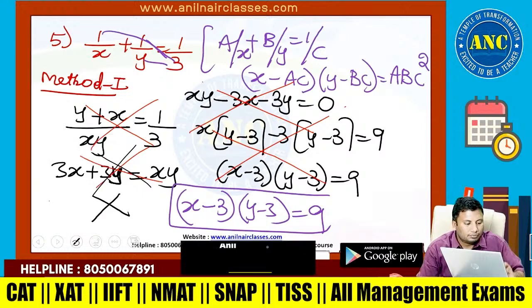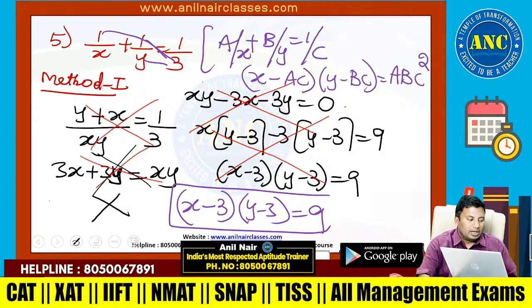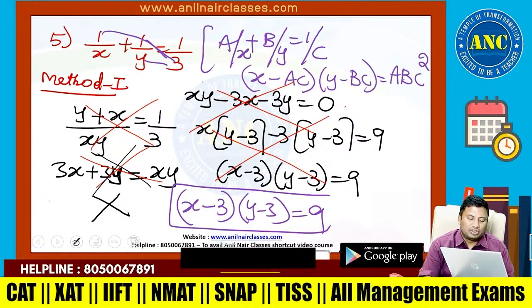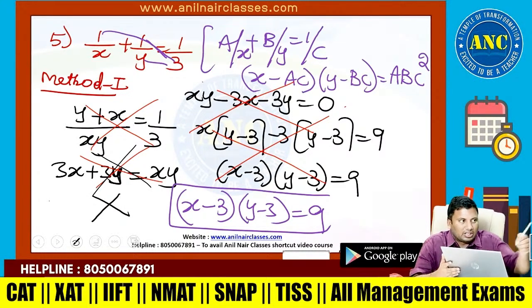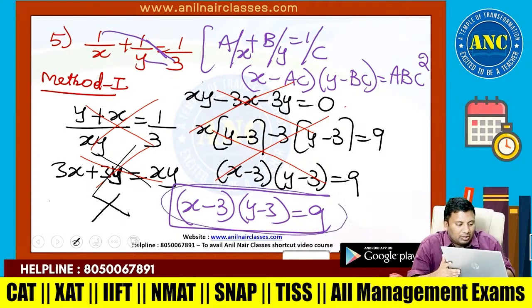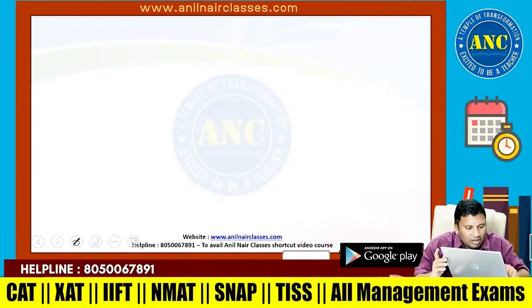Rambabu, x minus 3 into y minus 3 is 9. So directly we will write the equation and we will solve it. This is direct method 2. This is direct method 1, method 2. Please write down. This is the most frequent question.